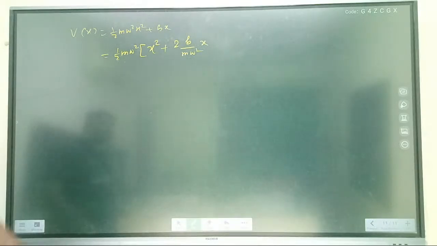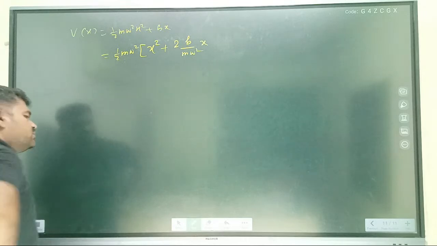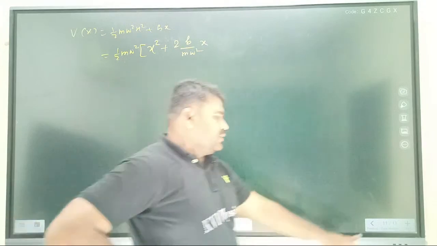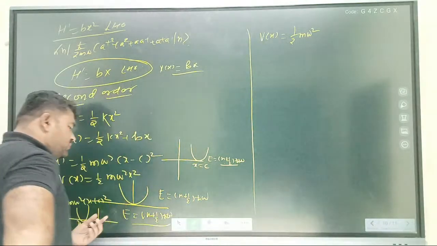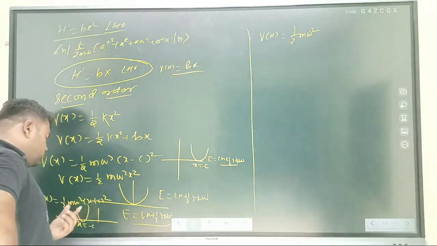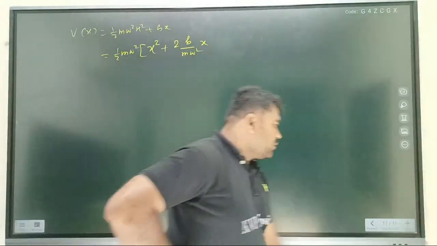Anything is changed? No. This 2 gets cancelled, m omega square gets cancelled. Again we are getting the 1/2 m omega square x square plus bx. आ रहा है समझ में? लेकिन हमें सेंटर एडजस्ट करना है तो ये स्क्वायर के फॉर्म में आना चाहिए, like that. x minus something bracket is to square और x plus something bracket is to square के फॉर्म में लाना है हमें. ओके, तो देखिए.